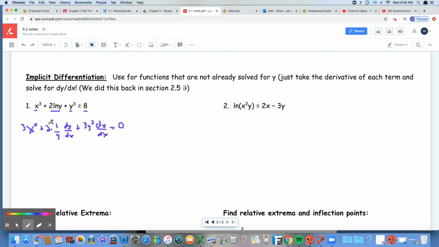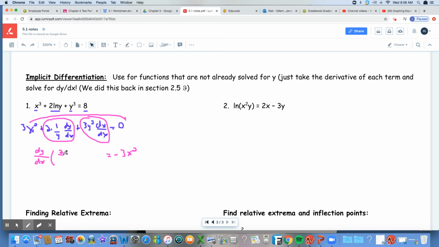All right, so this is where you get all the terms that have a dy dx, if you have multiple ones, on one side. Everything else goes on the other, and you're going to factor out a dy dx. So this goes over there, so it's going to be a negative 3x squared. So I'd be left with 2 over y dy dx plus 3y squared dy dx. Well, I need to solve for dy dx, so I'm going to factor it out. That's the only way we do it. And I get 2 over y plus 3y squared. And then my final step would be to divide by this, to solve for dy over dx.